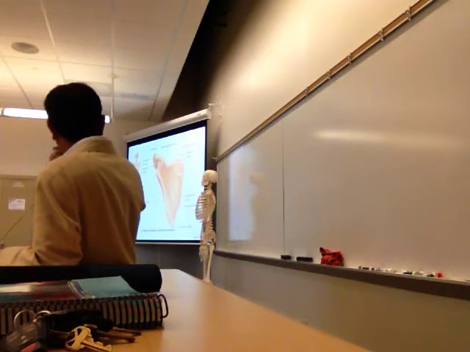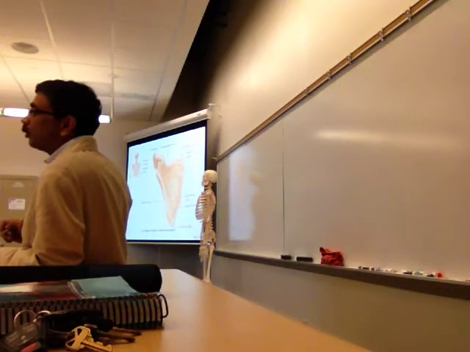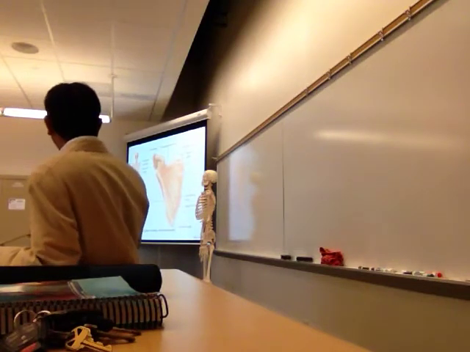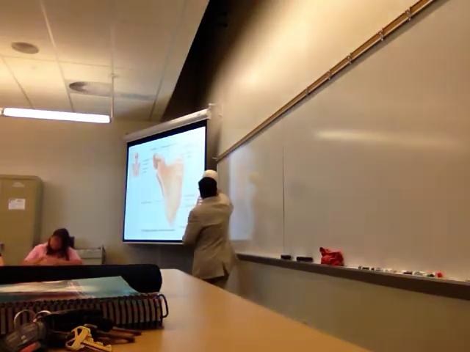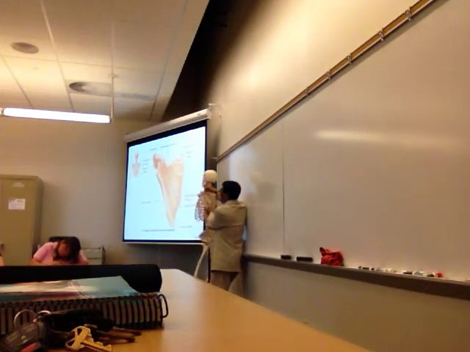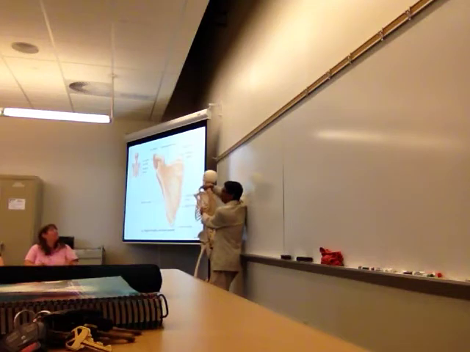Okay, so that's the glenoid cavity. Then you have two processes. One is called the coracoid process. If you look here, this is the coracoid process, and this is the acromion. And the acromion gets attached to the acromial end of the clavicle. That's why this end is called the acromial end, right?